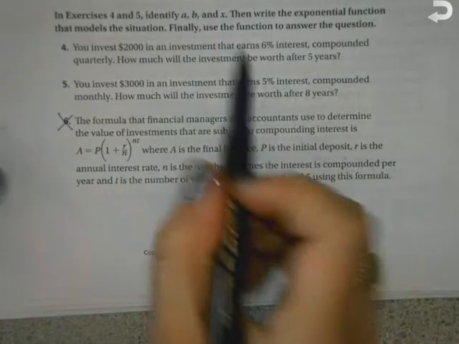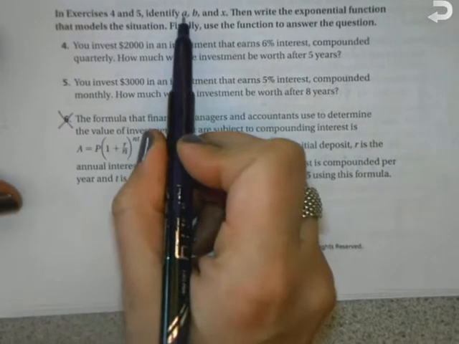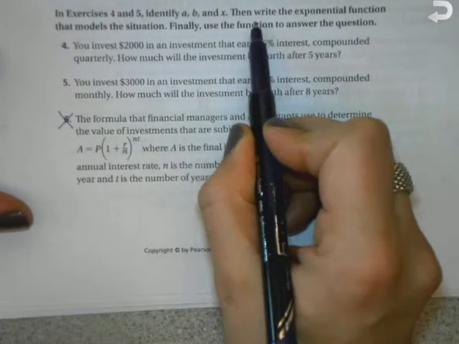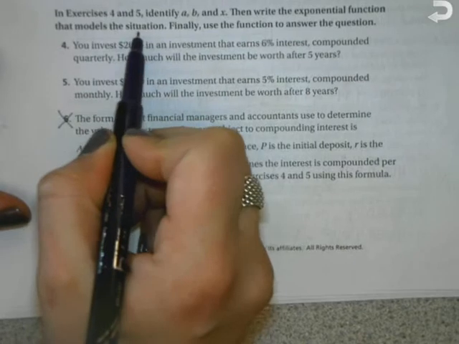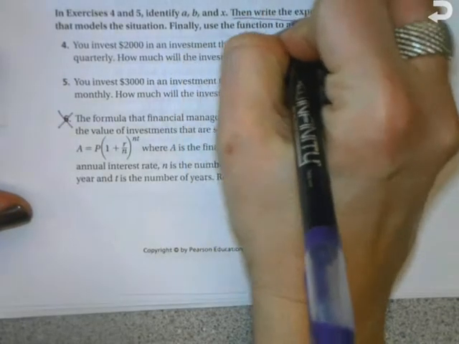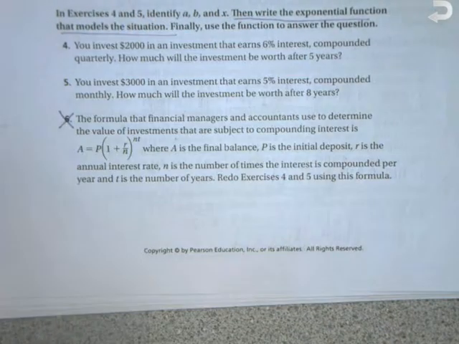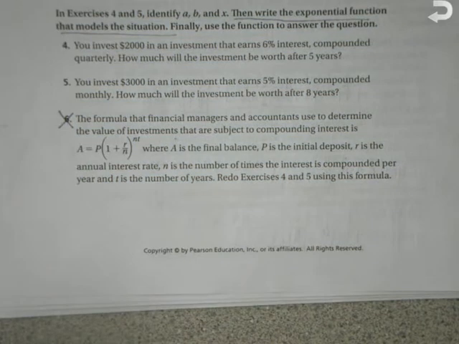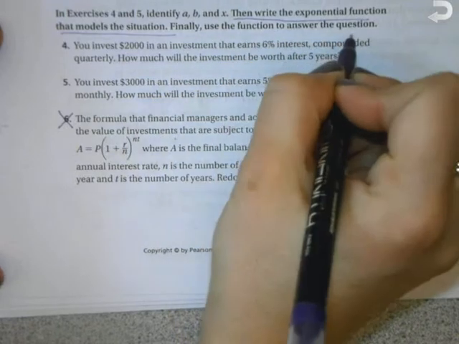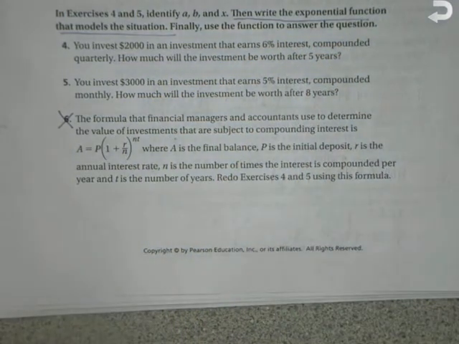Okay? So in these exercises, you are going to identify a, b, and x. Then we're going to write the exponential function that models the situation. This means I want you to write the equation without anything plugged in for the variable. Okay, so you're going to write the equation without anything plugged in for x, because on your test, in an assignment that I'm going to give you today, I'm going to ask you for the function, just the generic function, before you plug any x's in. And then you're going to use that function to answer the question. So then you're going to plug in x.